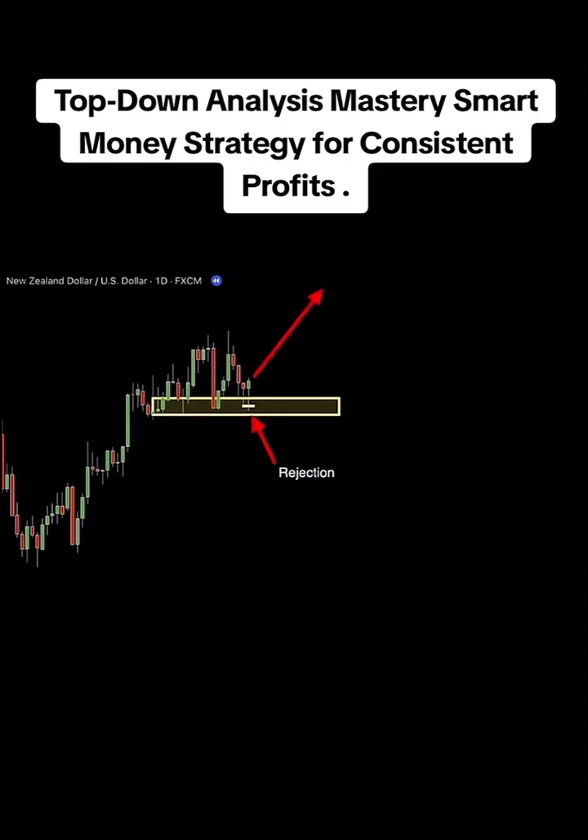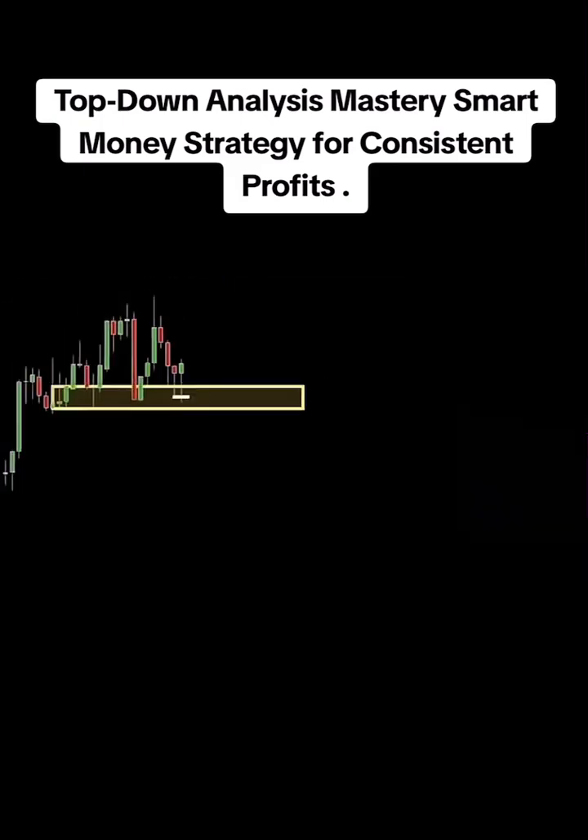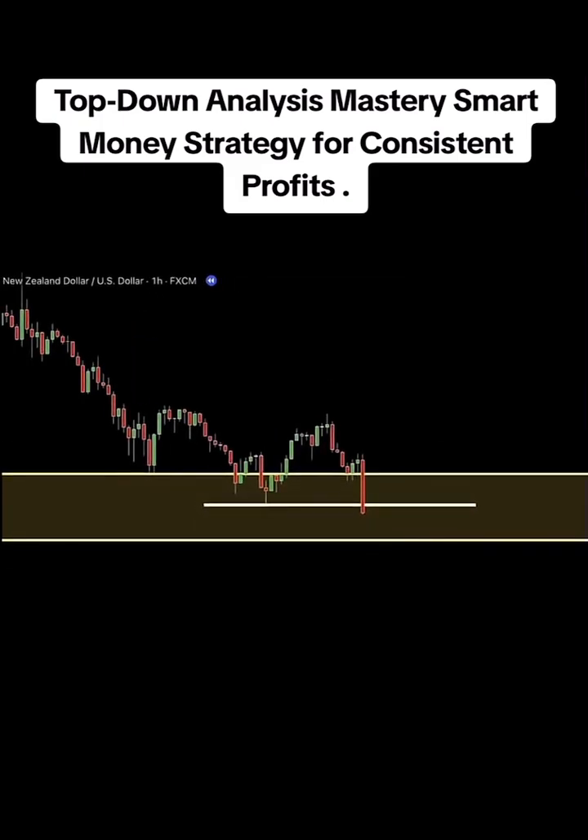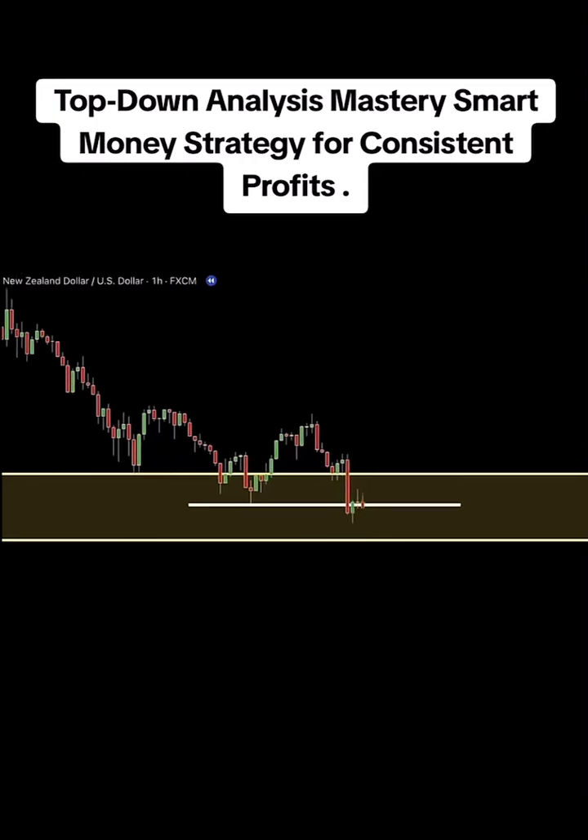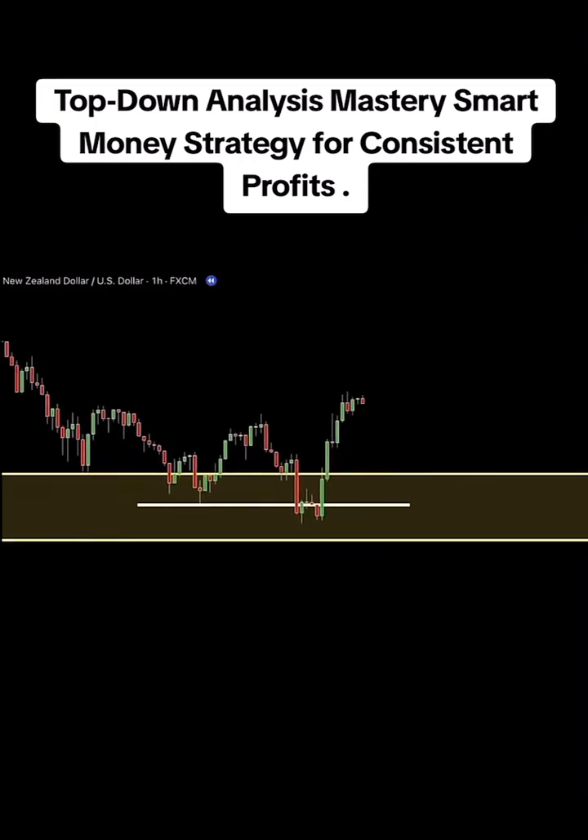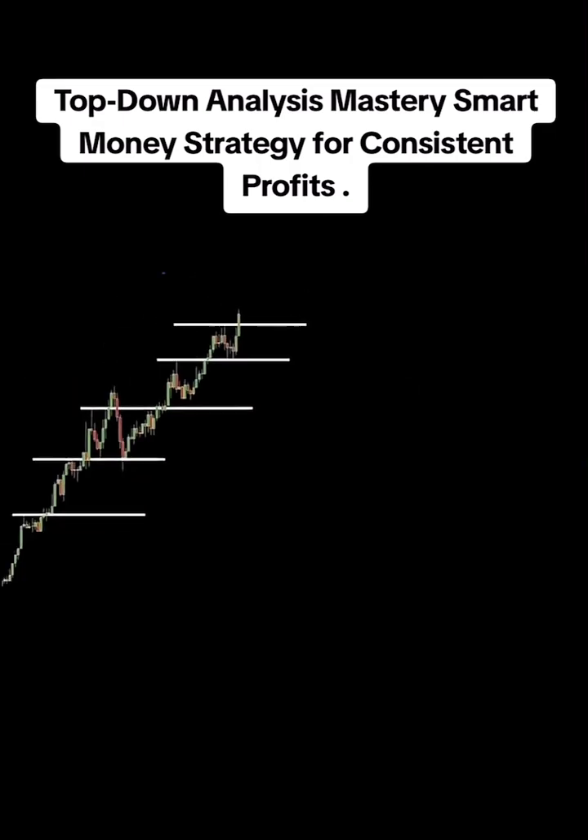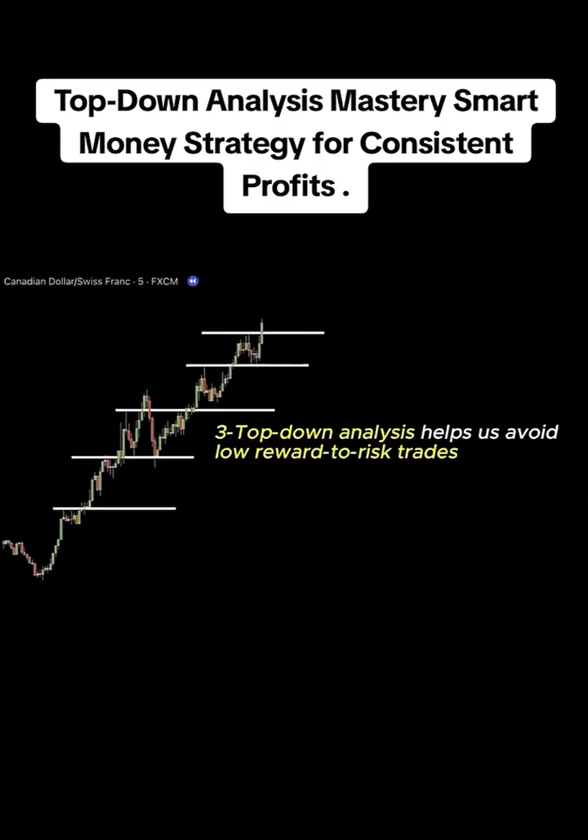Now that we've marked this zone, let's return to the hourly chart. That breakout may still look appealing, but now we know it's sitting within a demand zone on the higher time frame. This means the breakout is probably just a pullback, and taking a short trade here could put you against the bigger trend. Without this top-down analysis, you might have jumped in and been caught off guard when the market reversed. By using the full picture, you filter out trades that go against the dominant structure, keeping you aligned with the market. Top-down analysis helps us avoid low reward to risk trades and spot the end of short-term trends.